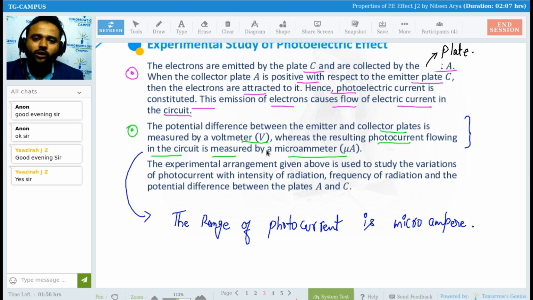Why? Because photoelectrons are not produced in that much number, so we can't get a current in ampere, or even a current in milliampere. Is this particular point clear or not?